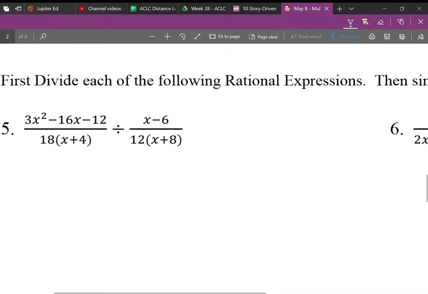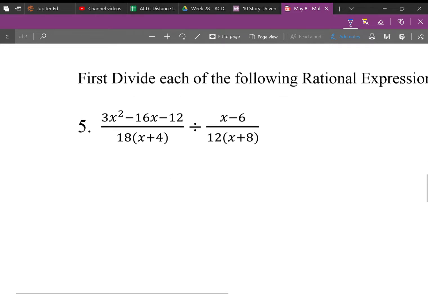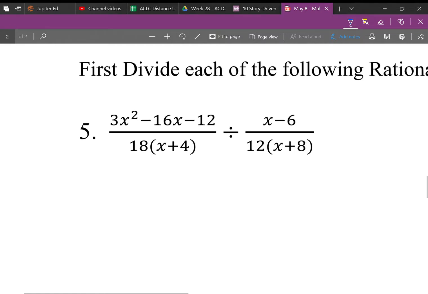Now it looks like the only factoring we have to do in this problem is going to be that top trinomial. And unfortunately a is not 1 here, so we are going to have to use our X-box, which I know is a pain, but it's not a big deal at the same time. We have a is equal to 3, b equals negative 16, c equals negative 12.